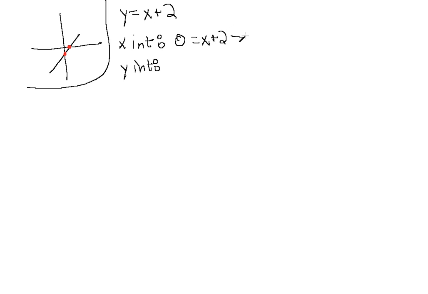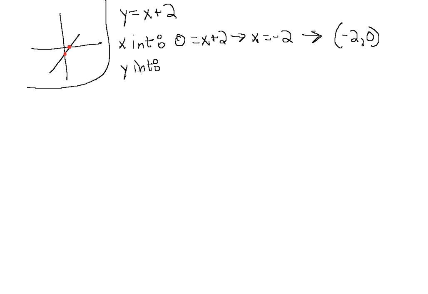0 equals x plus 2. So subtract 2 from both sides. We have x equals minus 2. So the line crosses the x-axis at minus 2. So our x-intercept will be minus 2, 0. The x-intercept is when the x value is minus 2 and the y value is 0.